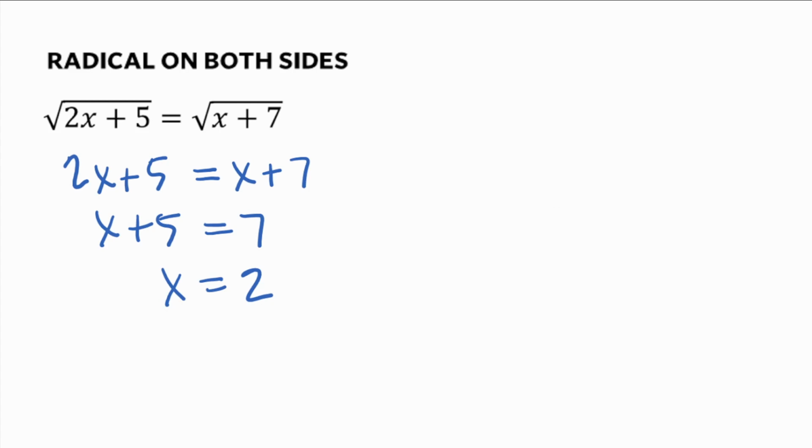When I plug in 2 to the left side, I get the square root of 4 plus 5. This is the square root of 9. And on the right side, I've also got the square root of 9. The square root of 9 is equal to the square root of 9, so this is my solution.